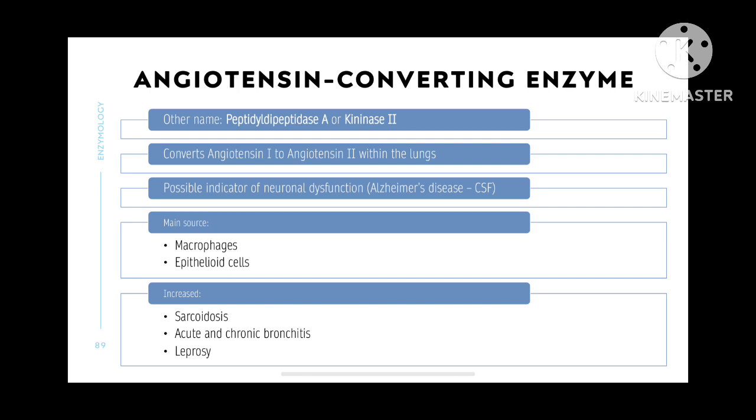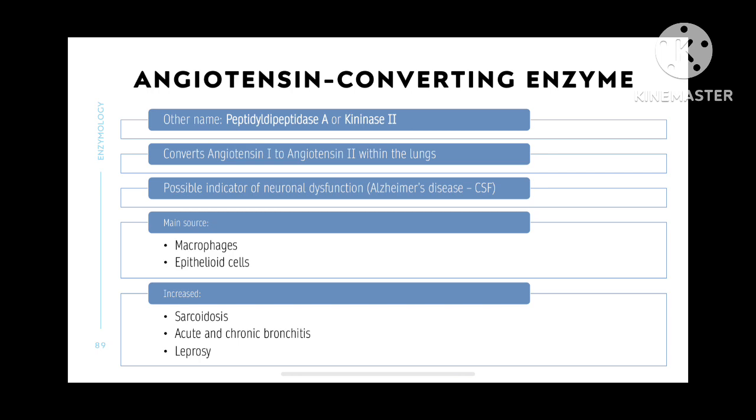Angiotensin converting enzyme, also known as peptidyl dipeptidase A or kinase 2. This enzyme is a central component of the renin-angiotensin system, which controls blood pressure by regulating the volume of fluids in the body. It converts the hormone angiotensin 1 to the active vasoconstrictor angiotensin 2. ACE is a possible indicator of neuronal dysfunction such as Alzheimer's disease, so the specimen used for testing will be the cerebrospinal fluid.